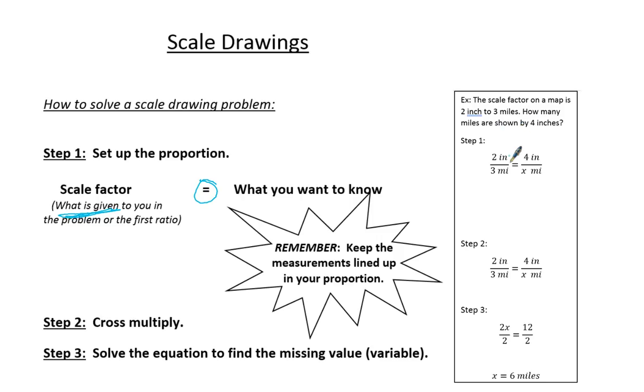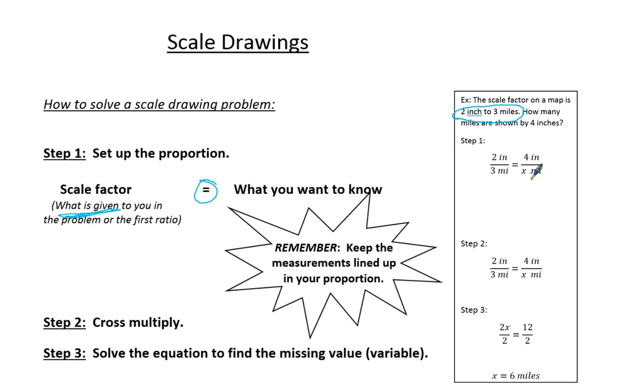So we set up our proportion. What do we know? They tell us that 2 inches is equivalent to 3 miles. So this is what we know, 2 inches over 3 miles. We put our equal sign, and on the other side, it's what we want to know. So we know there's going to be 4 inches on the map, but we don't know how many miles that is going to represent.